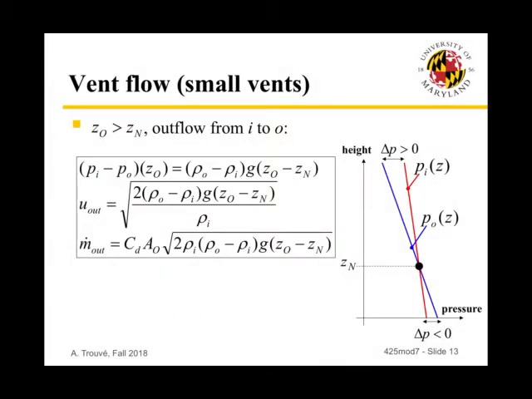All right, with this in mind, now we can propose an expression for the mass flow rate in the case where we assume that the elevation of the vent, ZO, is above the neutral plane elevation. In that case, Pi is greater than Po, so we now expect outflow. And we can express the delta P at ZO as delta rho times g times the delta Z, where the delta Z is the change in elevation from the neutral plane to the location of the vent, ZO.